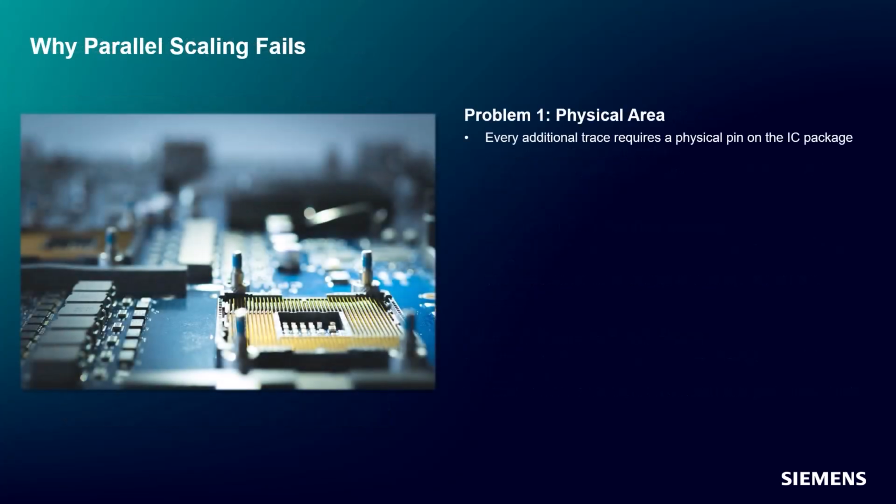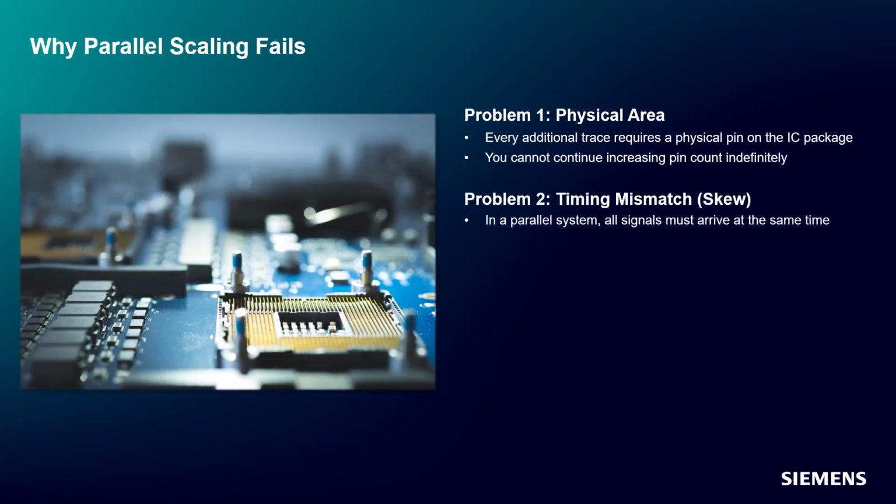The first problem is physical area. Every trace you add requires a physical pin on an integrated circuit. Pins take up space, increase package cost, and complicate routing on a board. You can't keep increasing pin count indefinitely. There are practical and economic limits.